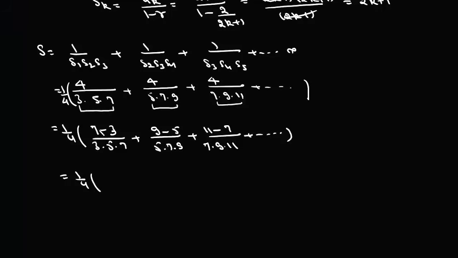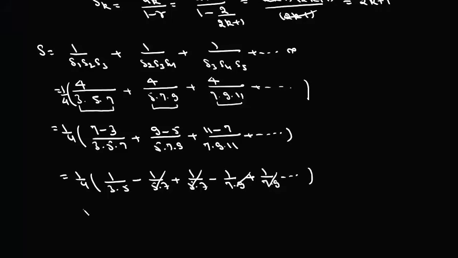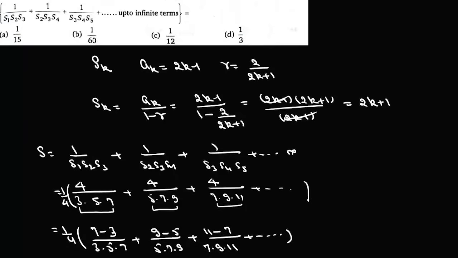Now here we have to split it. This 7 is going to cancel. So it will be 1 upon 3 into 5 minus 1 upon 5 into 7 plus, here 9 will cancel, so it will be 1 upon 5 into 7 minus 1 upon 7 into 9 plus 1 upon 7 into 9, and it goes on. All these successive terms will cancel. So the answer to this series is 1 upon 3 into 4 into 5, which is 1 by 60. So the answer to this question is 1 by 60 and that's your option B.